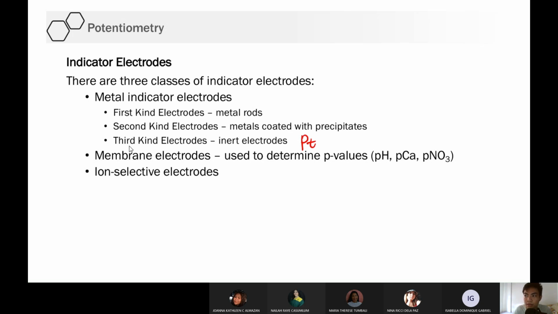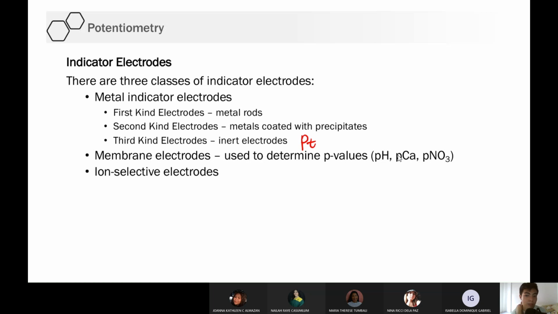For the metal indicator, there are three types. First kind, a metal rod, the metal itself. Second kind, the metal with precipitates on its surface. Third kind, you use inert electrodes, electrodes that don't react with your solution. Basically, that's platinum. This one is not very common because platinum is expensive, so it's not used much in the lab. Mostly only the other two. Membrane electrodes are used to determine the p-values. This is what is used in the pH meter.